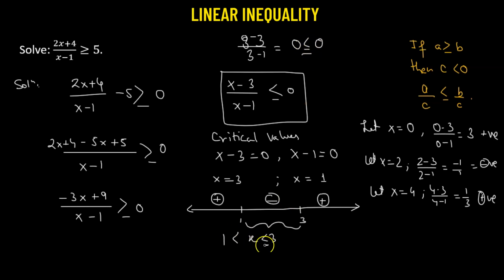So that means x will be less than or equal to 3. So this is the solution to our linear inequality. And if we want to show it graphically, we'll put a hole at x equals 1, and we'll consider all the values between 1 and 3, and 3 is included, so we'll put a dot here. And in interval form, the solution will be values between 1 and 3. 1 is not included, but 3 is included.